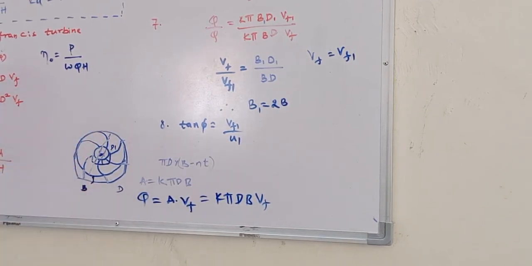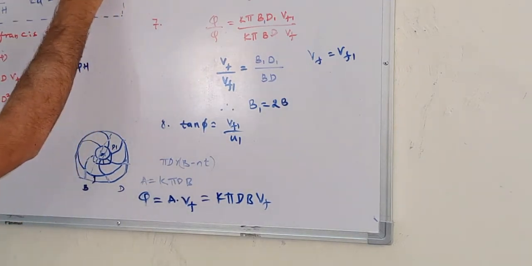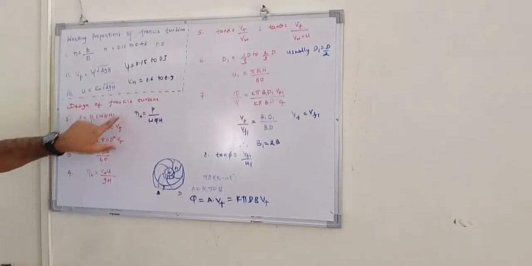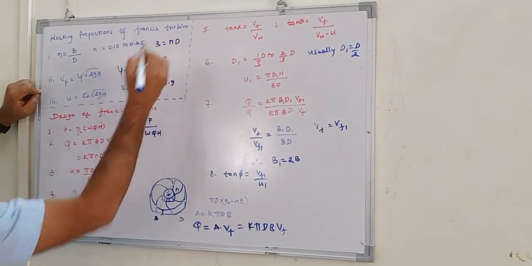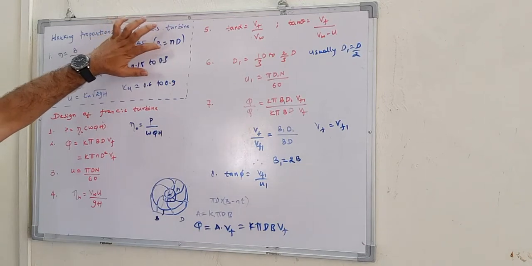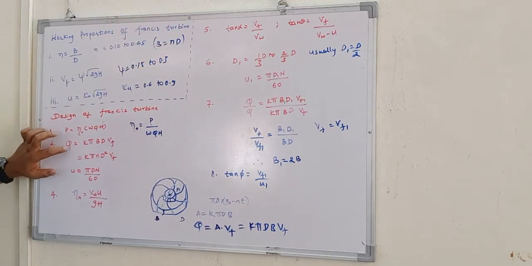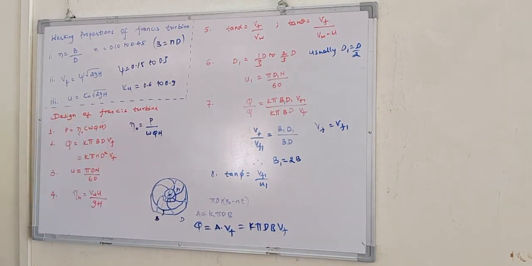Now, in order to reduce this equation to this, we go back to the first working proportion. What is the first working proportion we had? N is equal to B by D, the ratio of B by D. Hence I can write B is equal to N into D. I'll substitute B is equal to N into D in this equation. So our discharge will become K into pi into N into D square into Vf. This is your equation for discharge in a Francis turbine.